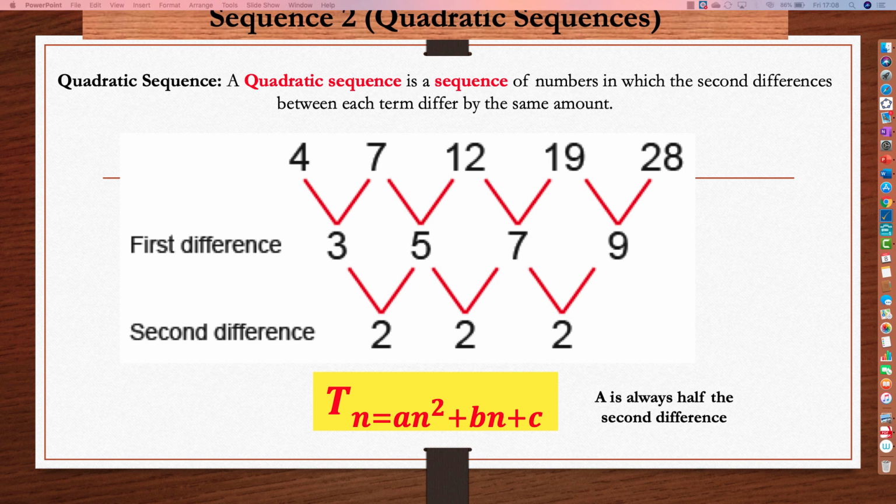And there's a special formula for quadratic. You just take it out on the top of your copy because you need it for the rest of this. Tn is equal to an squared plus bn plus c. This is the toughest bit of patterns. Alright, not the toughest, but it's one of the harder chapters to get your heads around. Just put a little bracket next to it and say A is always half the second difference. Alright? A is always half the second difference.